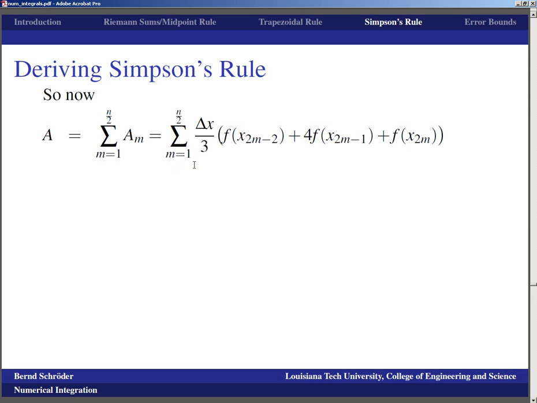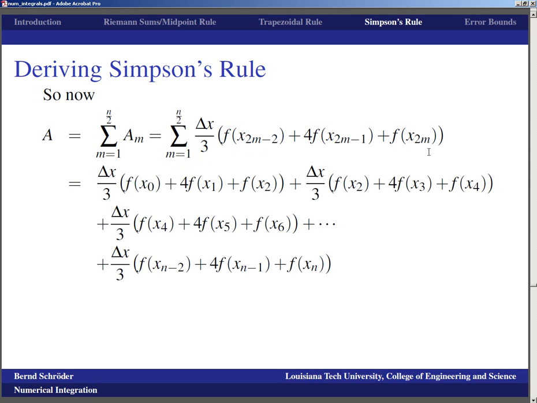So that's the sum m equals 1 to n over 2 of delta x over 3 times these terms, and we can see here that it adds up in a certain way, because the first one is delta x over 3 evaluated at x0, 4 times evaluated at x1, and once at x2, plus delta x over 3, once evaluated at x2, 4 times at x3, once at x4, and so on and so on.